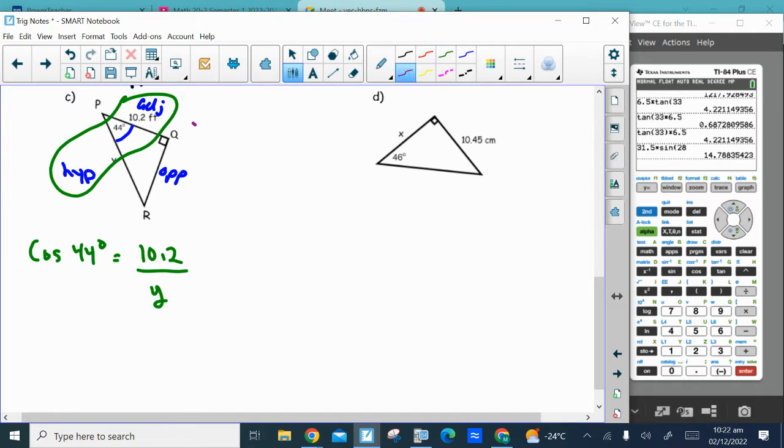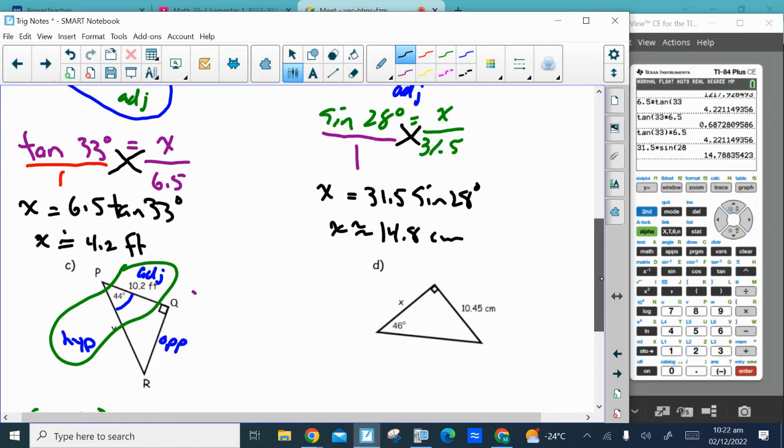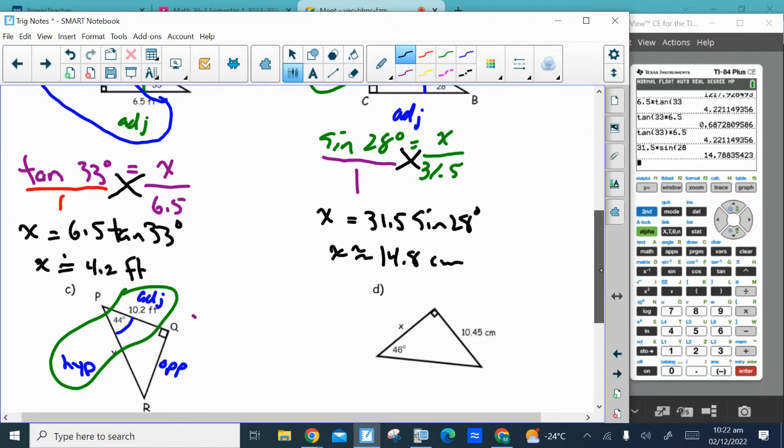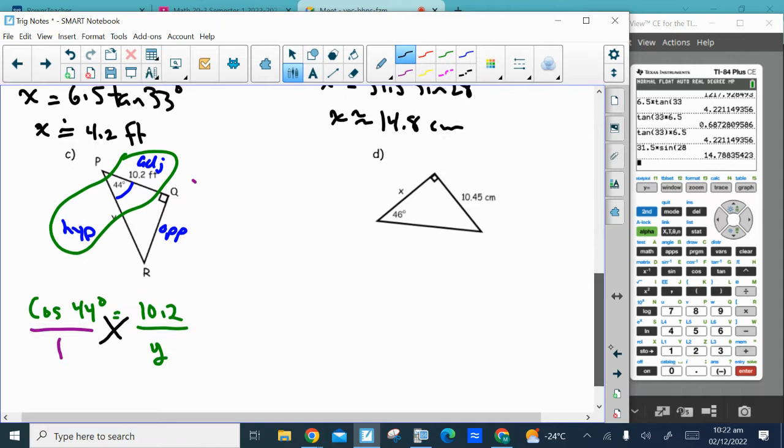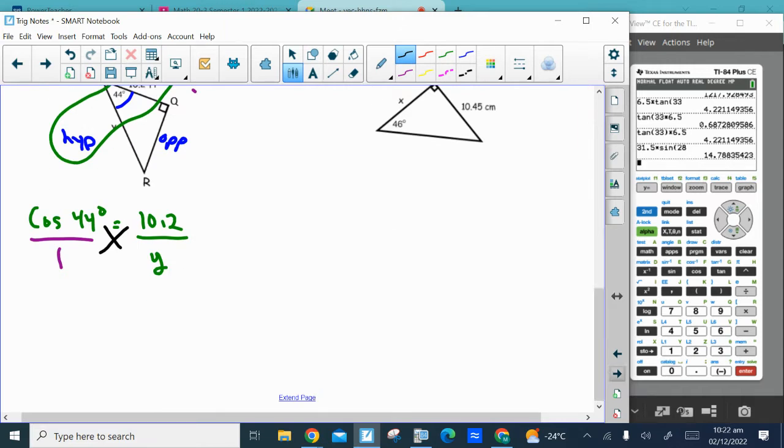So like we did the last one, we make both sides a fraction by putting a 1 underneath that cos of 44. Whenever you have two fractions or ratios that are equal to each other, their cross products are equal. This one's a little bit different than the last two because in the last two, when we cross multiplied, we got x by itself. We got the variable by itself. That's not going to happen this time. When you cross multiply, it's going to be y times the cosine of 44 degrees equals 1 times 10.2.